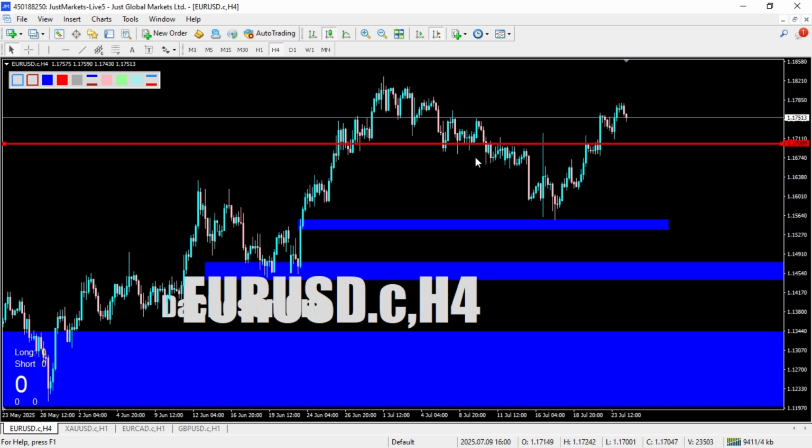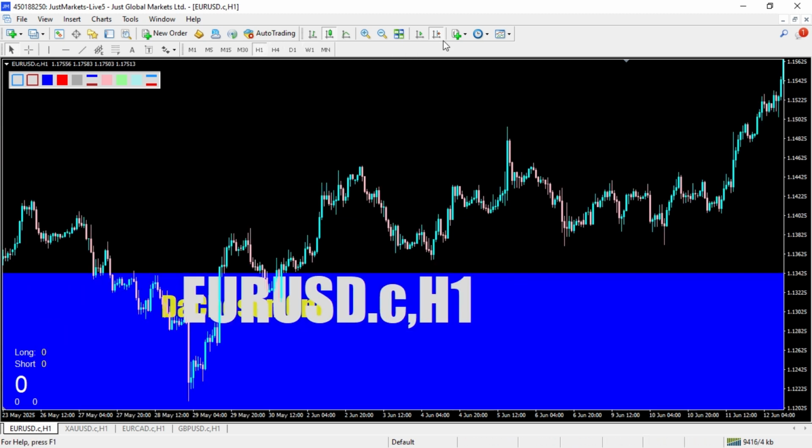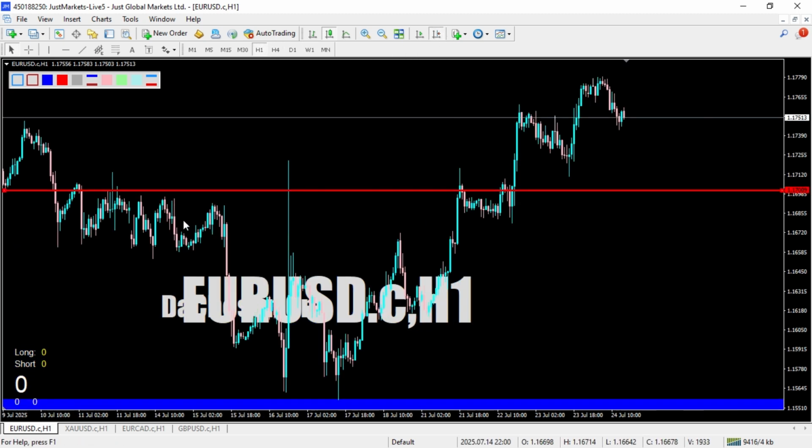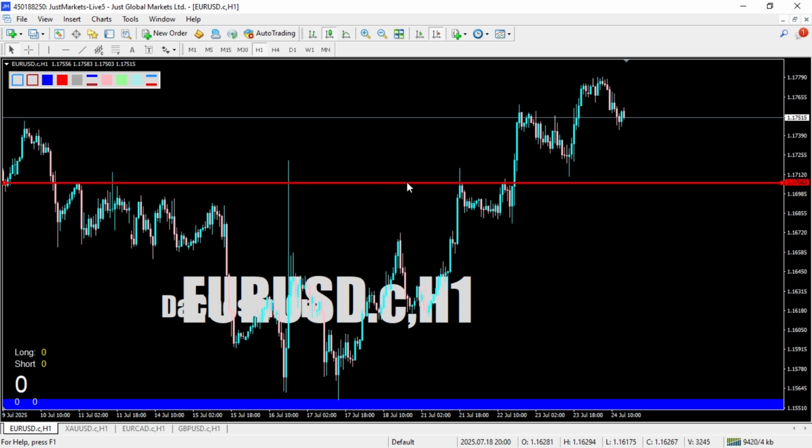So this is a setup called RRS. Resistance becomes support. Significant resistance becomes support. So our entry, okay. As we can see here, there's a double marubozu over here, double marubozu.